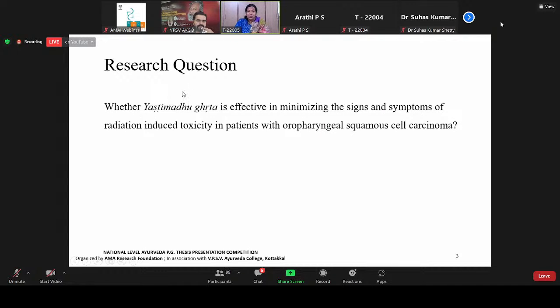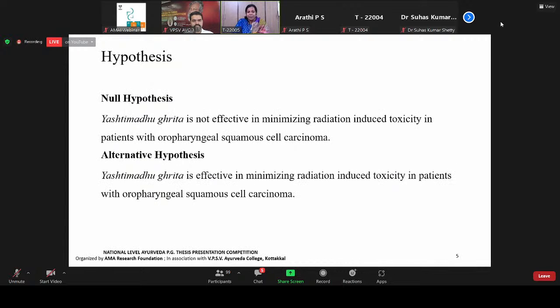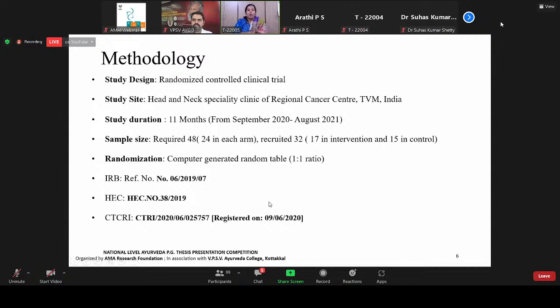This is my research question, whether it is effective in minimizing signs and symptoms of radiation-induced toxicity in patients with oropharyngeal squamous cell carcinoma. These are my objectives: to evaluate the efficacy of Eshtimadughrida in oral mucositis, analgesic requirement for pain control, antibiotic and antifungal requirements, and oral hygiene. My hypothesis, null hypothesis and alternative hypothesis. Moving on to the detailed methodology.